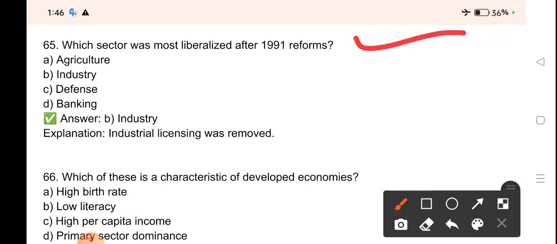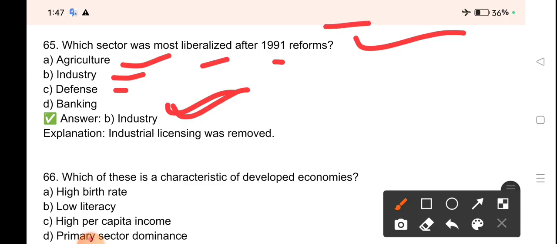Which sector was most liberalized after the 1991 reforms? Agriculture, industry, defense, banking. Industry. The industry sector was most liberalized after the 1991 reforms. Liberalization: industrial licensing was removed.